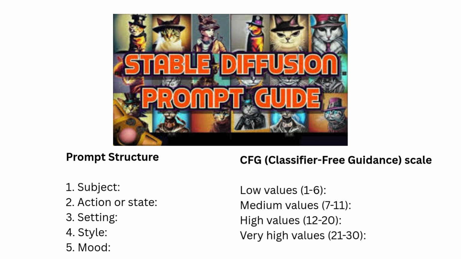High values, 12 to 20: stricter adherence to the prompt, potentially at the cost of image quality or creativity. Very high values, 21 to 30: extremely literal interpretation, but may lead to oversaturated or unnatural-looking images. I personally think that scales 7 through 15 work the best.